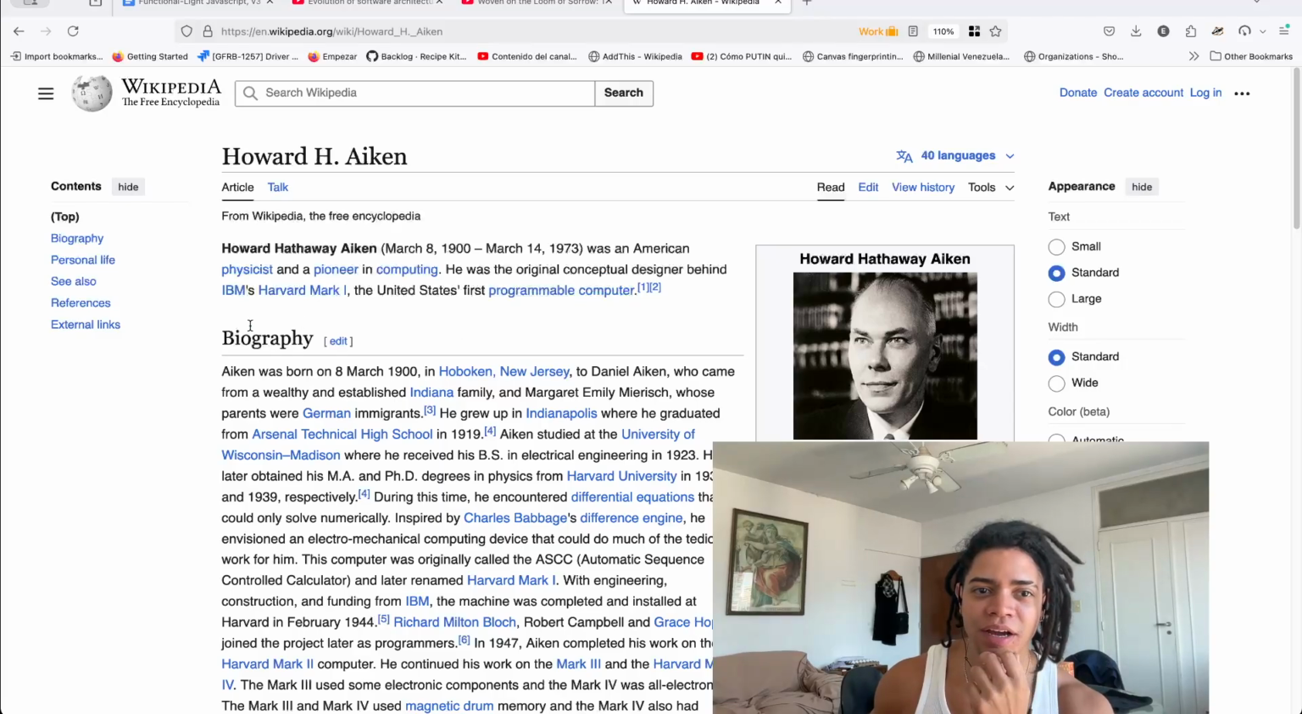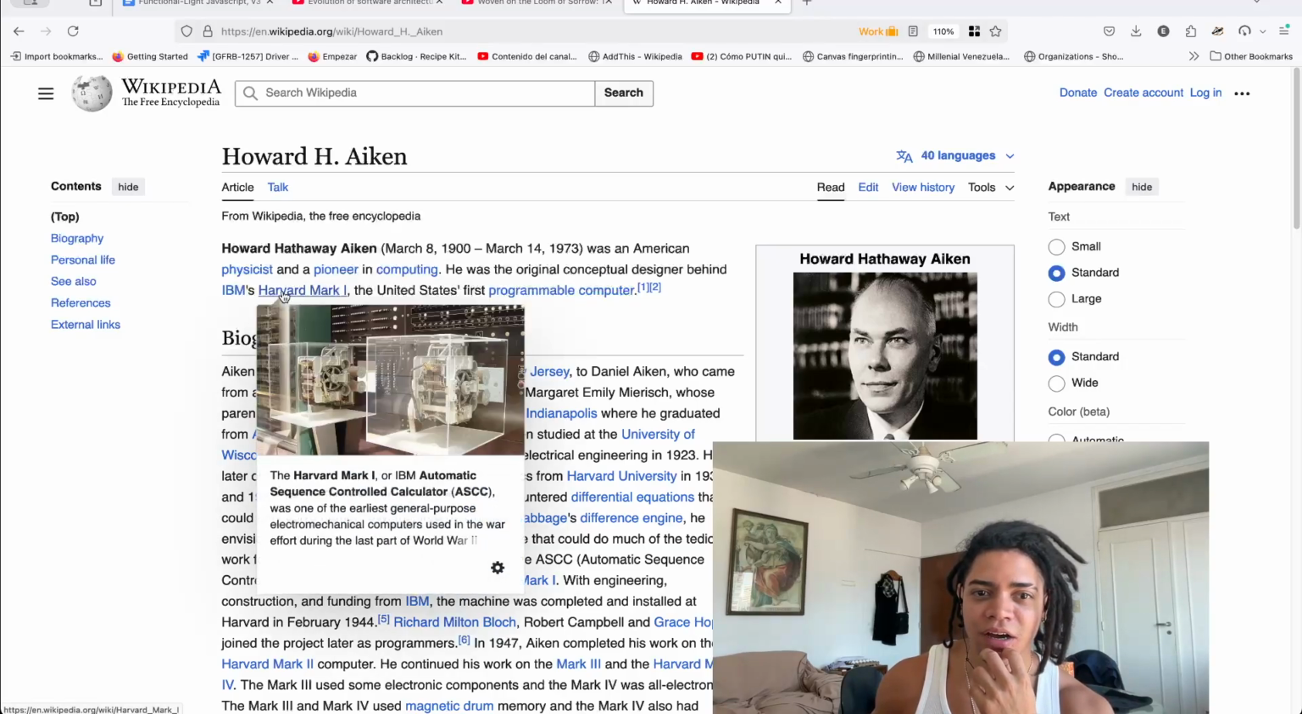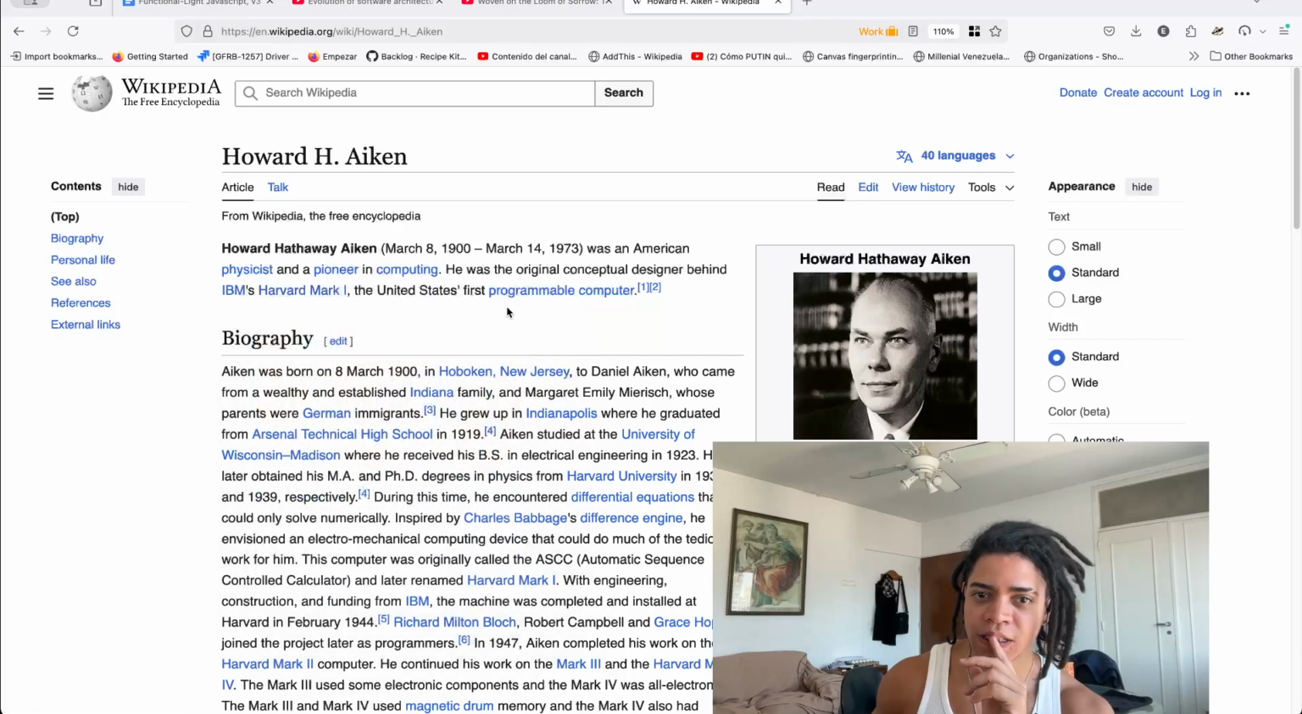Conceptual designer behind the IBM's Harvard Mark I. First programmable computer.